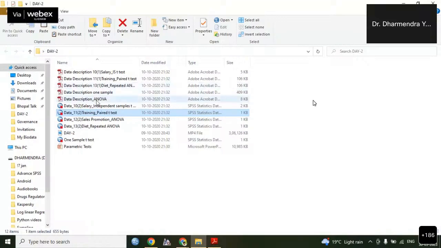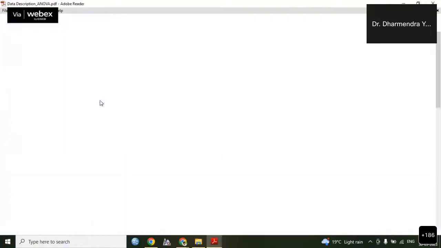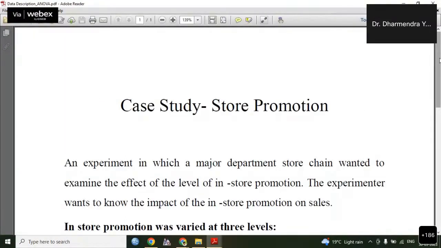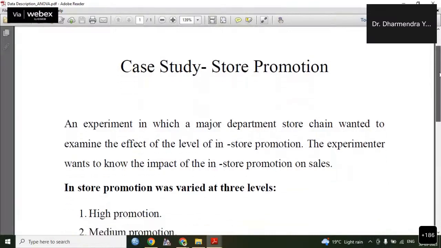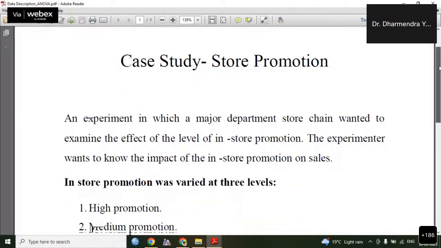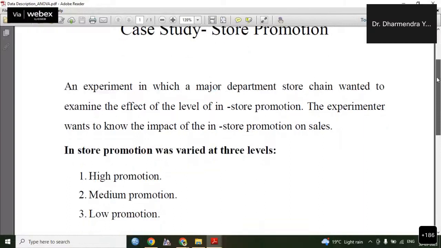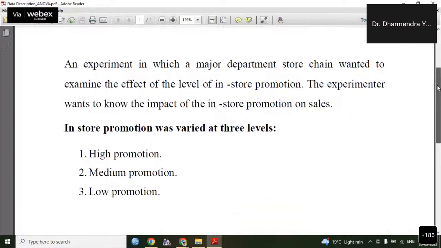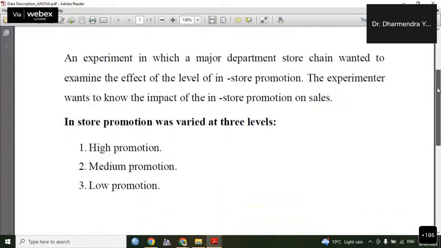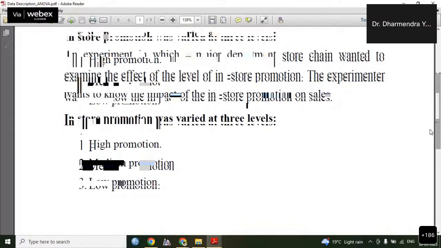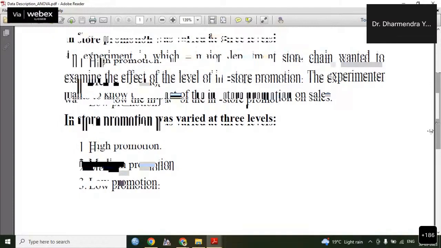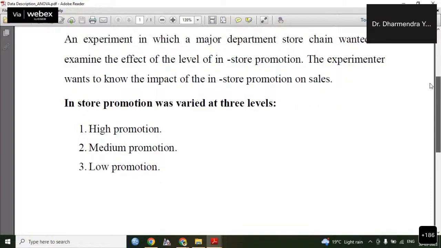So now we have our data for analysis of variance, ANOVA. An experiment in which a major department store chain wanted to examine the effect of the level of in-store promotion. The experimenter wants to know the impact of in-store promotion on sales. In-store promotion was varied at three levels: high promotion, medium promotion, and low promotion. There are three categories or groups, independent sources. Now we want to test whether the mean of all these three groups is the same or not.